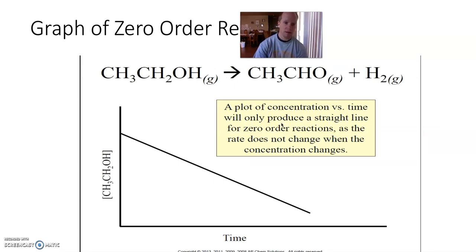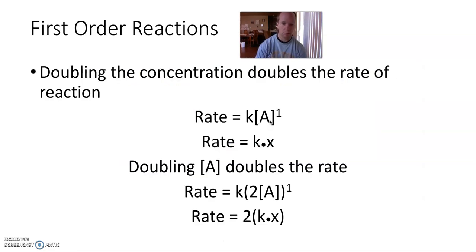And that means this, right? If we were to graph it, doesn't matter what our concentration is, we'll always get a straight line, okay, with the same slope. All right, next one, first order reactions, okay?